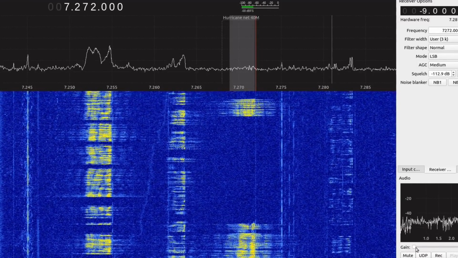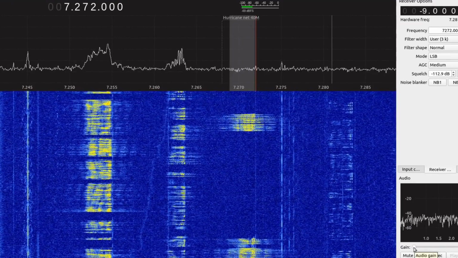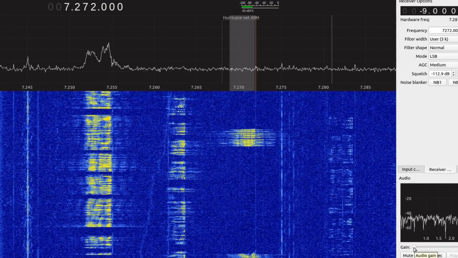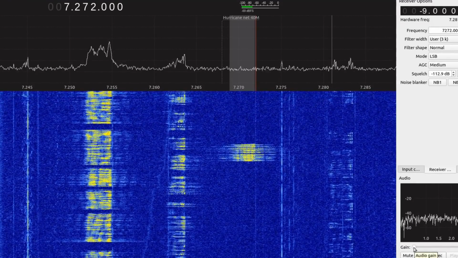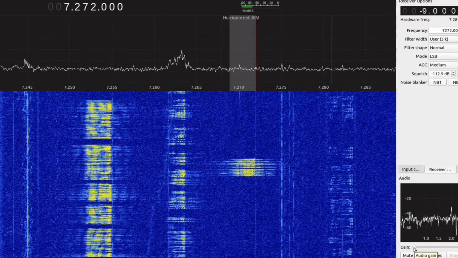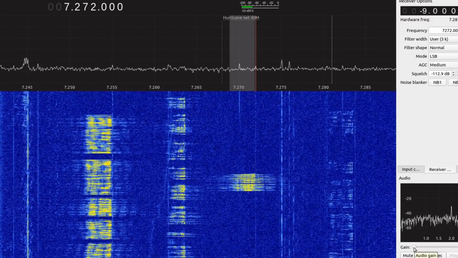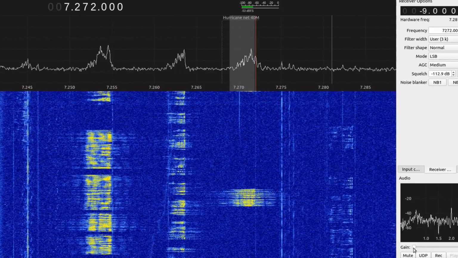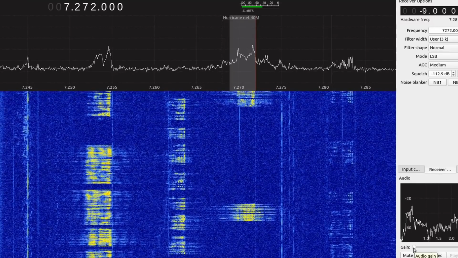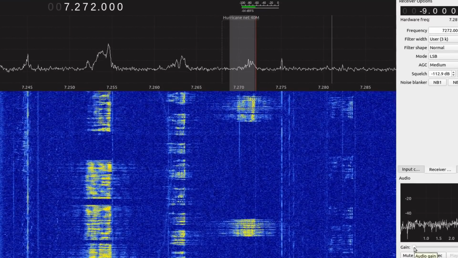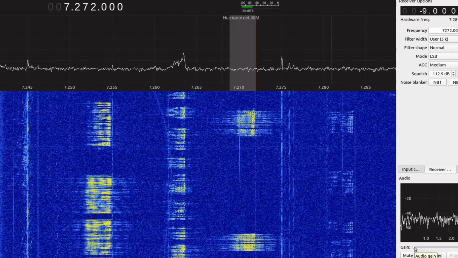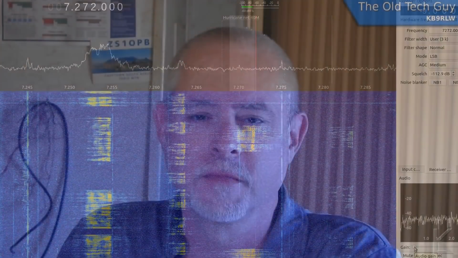No, there's another example. Well, it adds distortion to the voice, and in the extreme cases, it can make it quite hard to understand what the person's saying. So not only is splatter bad because you interfere with other stations, it also reduces the intelligibility of your transmission quite a bit.